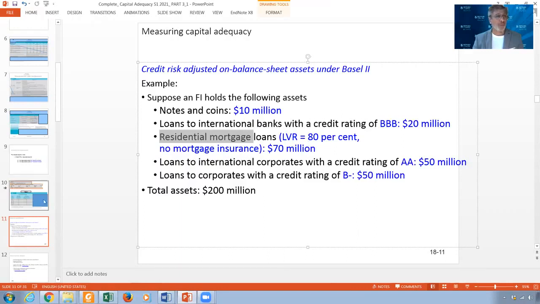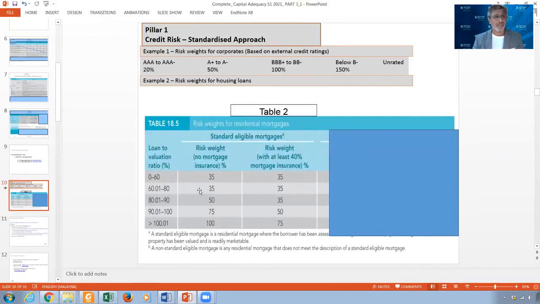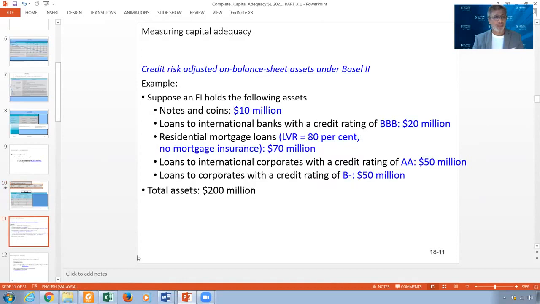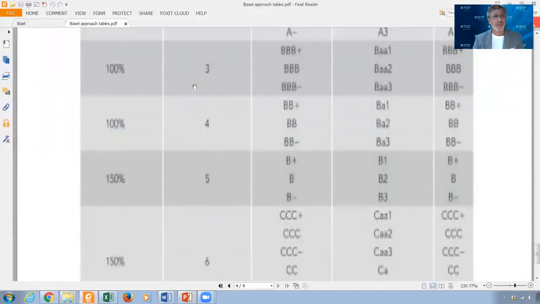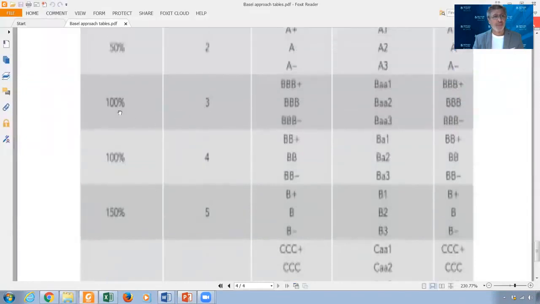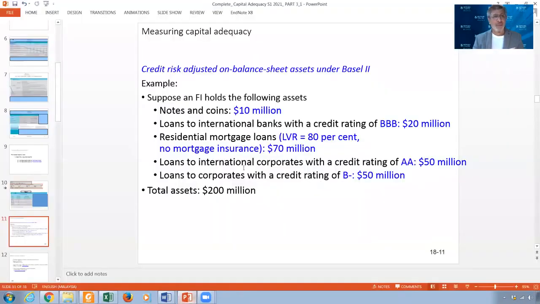Which means for sure you are talking about this area, the 35%, 80% mortgage, 35%. If you are going to talk about this triple B, you will go to table 5, as I told you, and table 5, triple B, where is it? It's this one, which is 100%. You can see. So now I go back. Loan to international corporates with a credit of AA. This is from table 5. Loan to corporates with a credit rating of B minus, 50 million. So the total assets, 200 million.